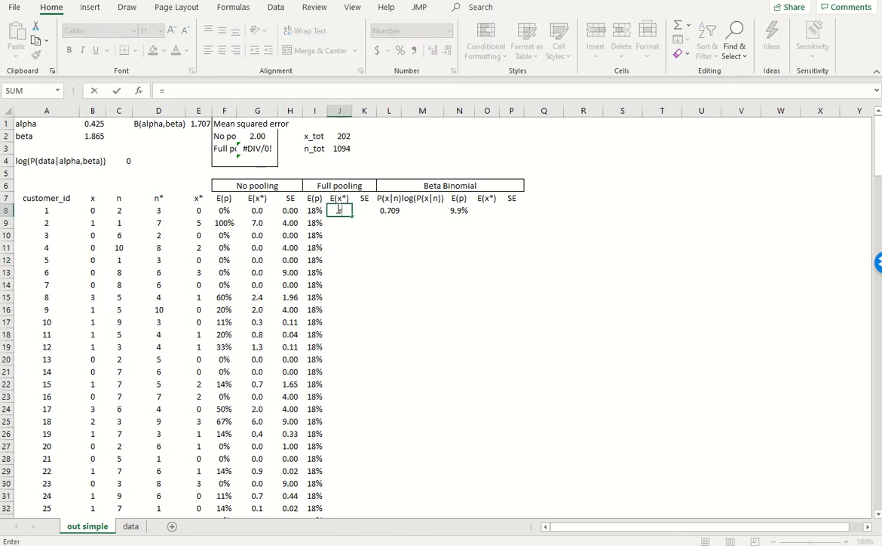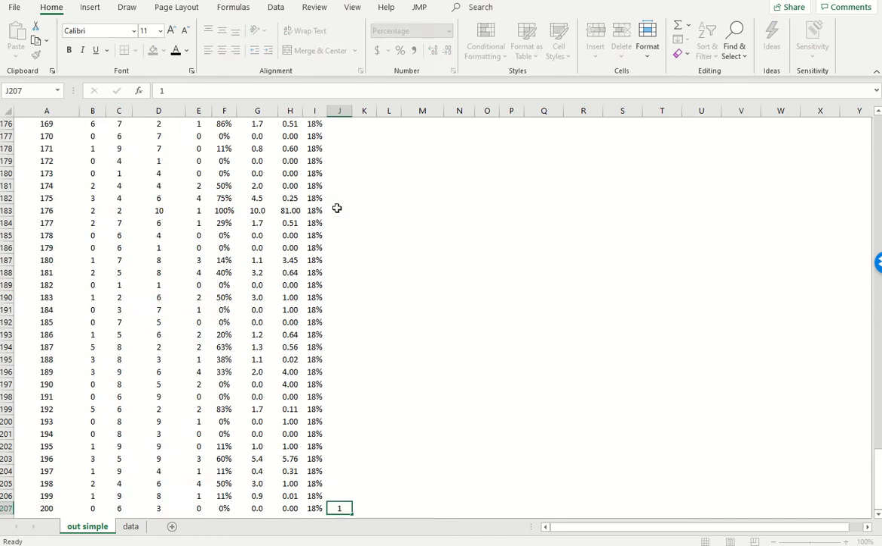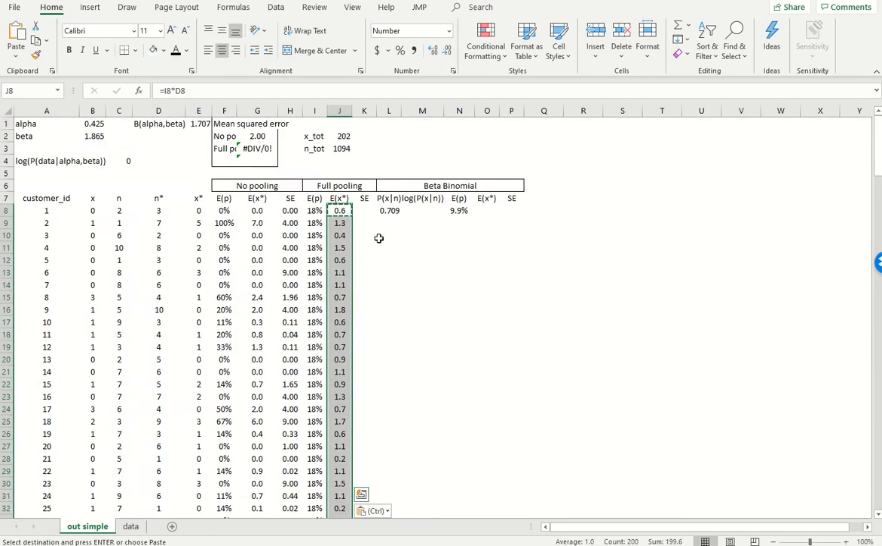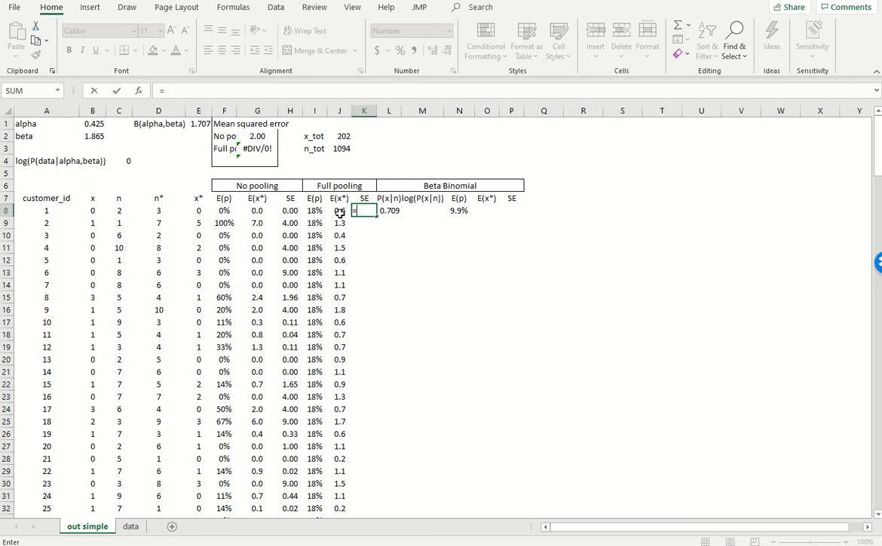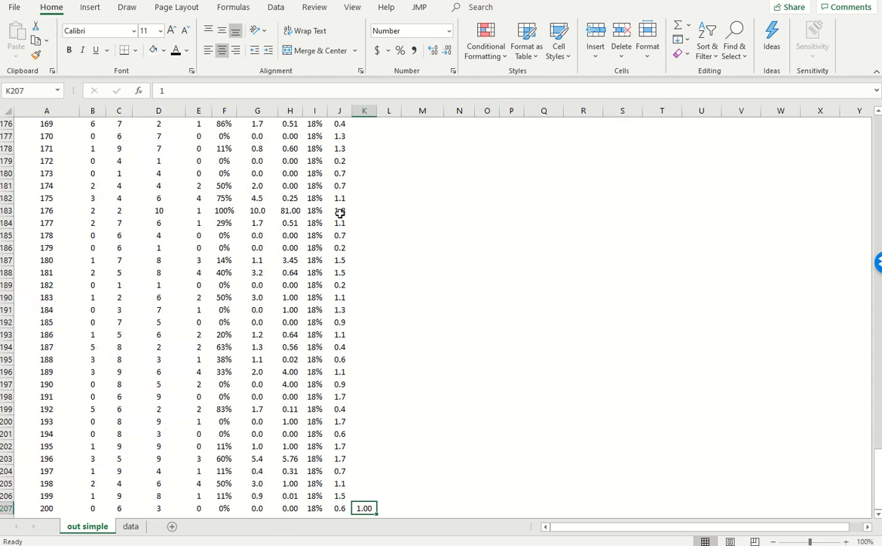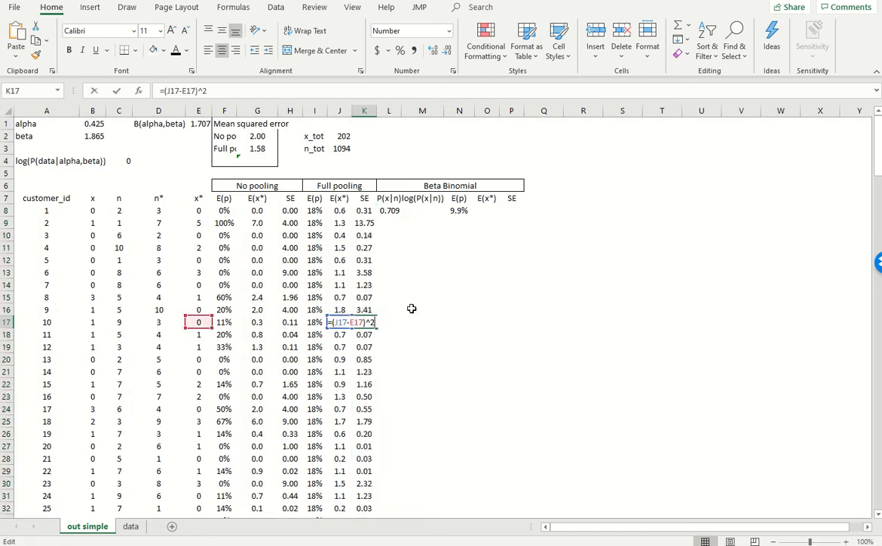Then E of x star is just my expectation of p, again multiplied by n star. Exactly the same as the no pooling method. And the squared error is again expected minus actual squared. So hopefully that makes sense.